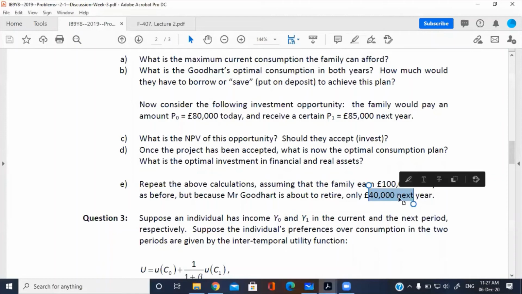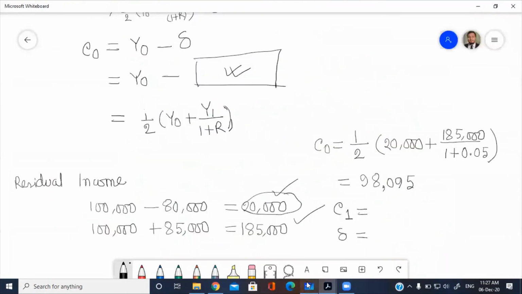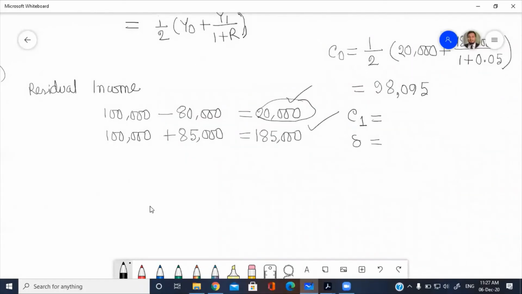Okay. So in that case, if you repeat the above calculation, that means you have to consider it with the project. You need to check that this will remain the same. Which one? The residual income for the current period. But in the future period, what is happening? This 100,000 will not be there, only 40,000 future period income. Okay, then if you add the payoff from the project, what will happen?